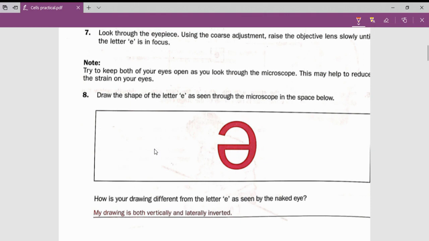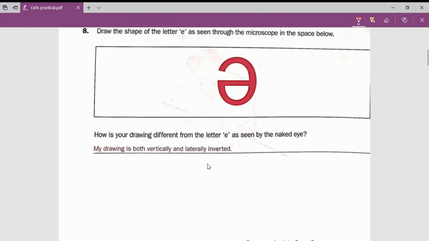Okay, then we started off with this letter E. The letter E was facing you when you place it on the microscope slide. So this is how it will look when you look through the lens. So you can see it is laterally inverted and it's also vertical. Okay, so if you have not drawn this, can you quickly draw this on your booklet?